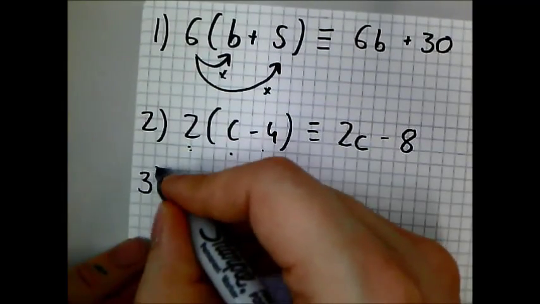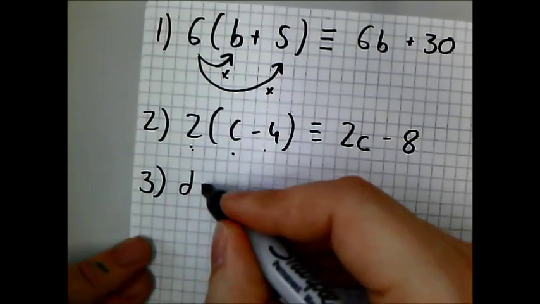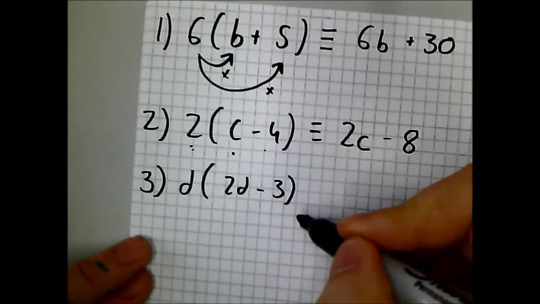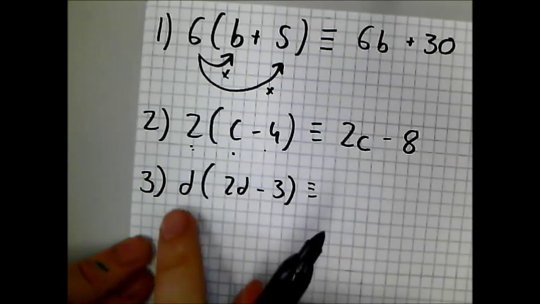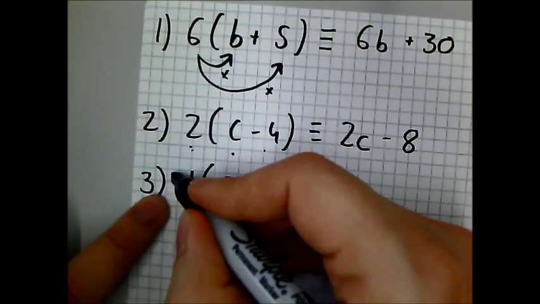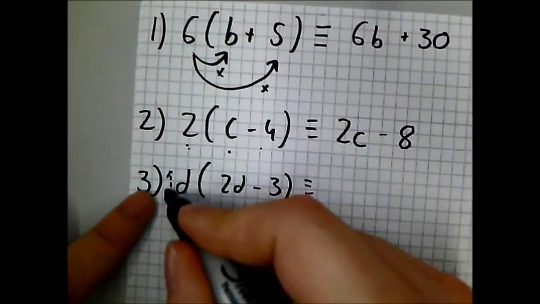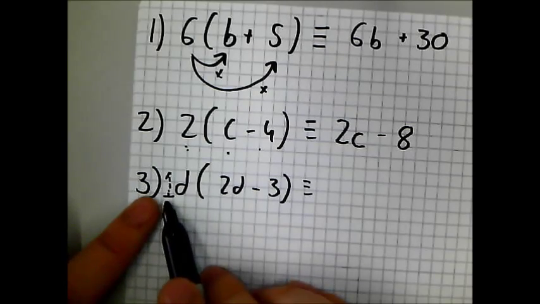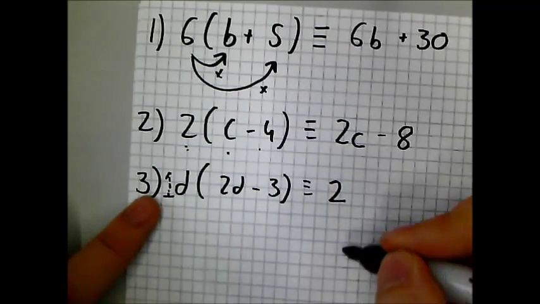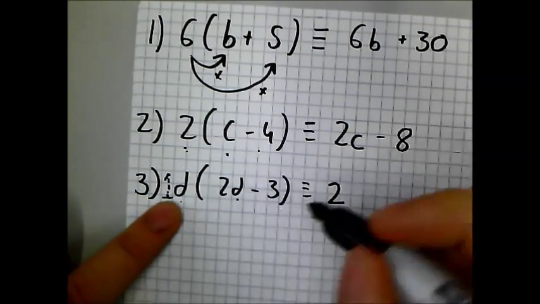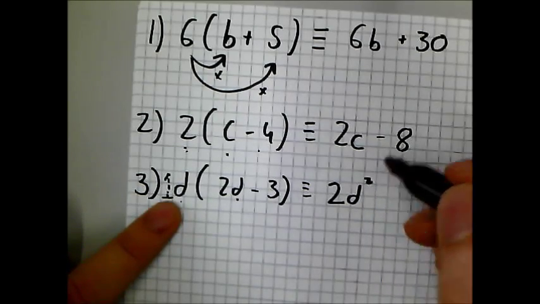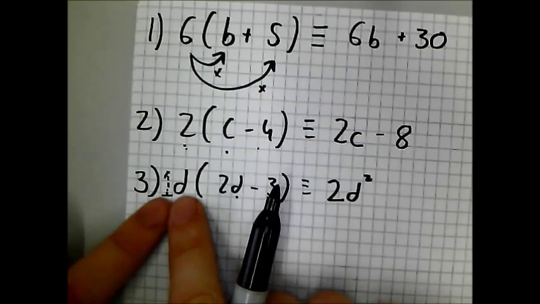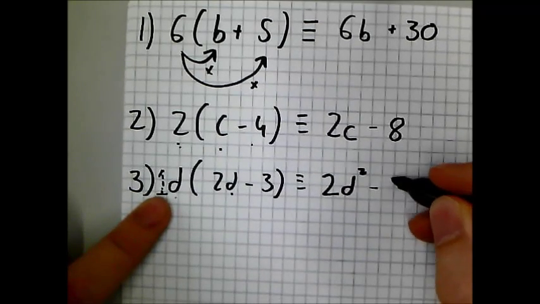Number 3. d bracket 2d minus 3. Okay, there's an invisible 1 next to the d, so you multiply the numbers first and then the letters. 1 times 2 is 2. d times d is d squared. You've multiplied d by itself. And then d multiplied by negative 3 is negative 3d.